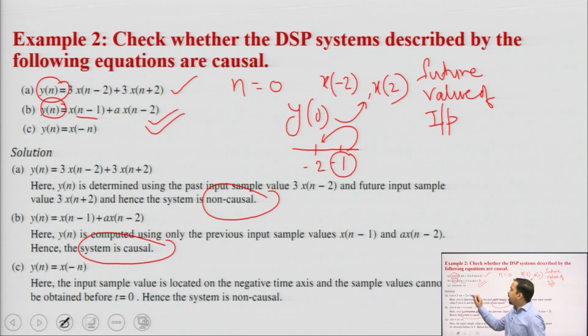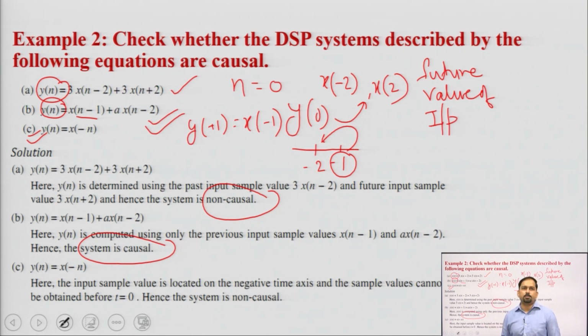Next, y[n] equals x[minus n], which is a quite important or interesting case. Let us put y[1]. Naturally it is x[minus 1]. So, by seeing this particular expression, we can say the present output is depending upon the past value of input.